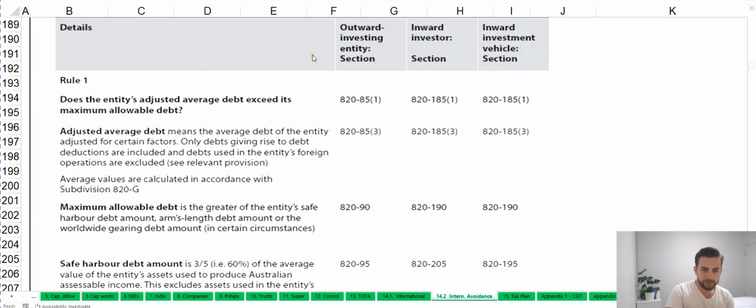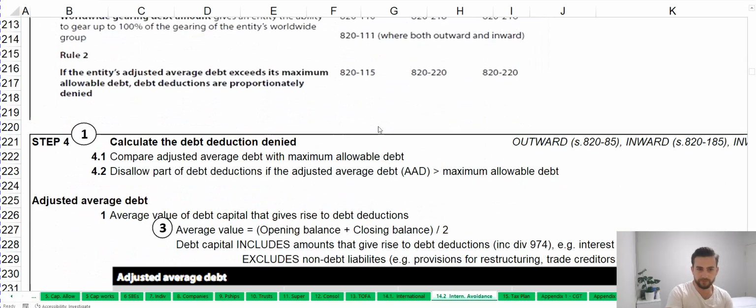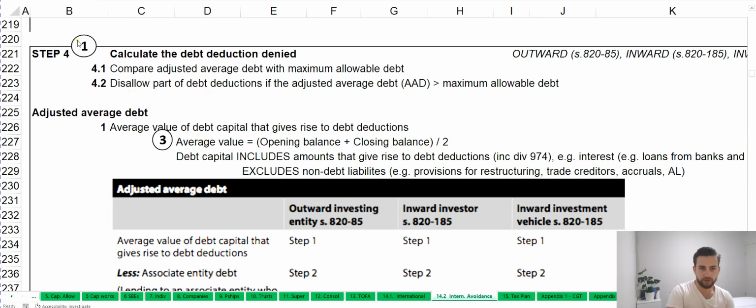So, process is going to be exactly the same depending on what entity it is, but it's going to impact your section reference. And some of them you may or may not have foreign operations, so you might need to exclude that for certain sections as well. But otherwise, it's fairly straightforward. Follow the table, include the right section references. We've got a summary over here.